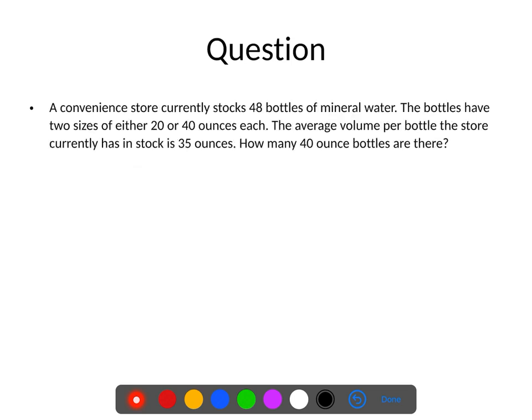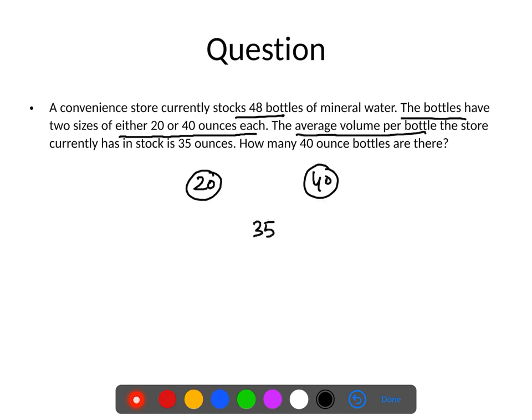Let's take one more question. A convenience store currently stocks 48 bottles of mineral water. The bottles have two sizes, either 20 or 40 ounces each. So again, 20 is one value, 40 is another value, and we are talking about the combined average, which is 35, average volume per bottle. Take the differences, 15 and 5. So 20 ounce bottles upon 40 ounce bottles, the ratio is 1 is to 3.